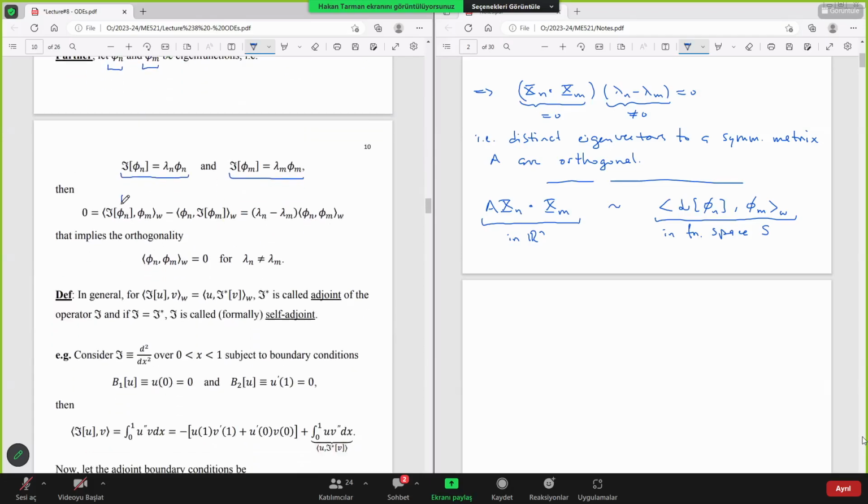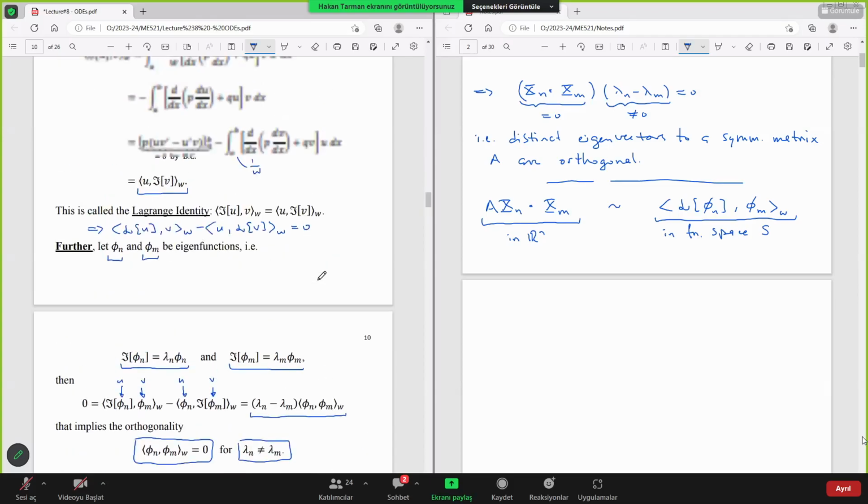I replace U here and V by phi n and phi m. And same here, this is U and this is V. Okay, and I end up with this, which is complete analogy, right? Complete analogy to the Rn case. So this tells us that if lambda n is different than lambda m, the inner product of these two different eigenvectors must be 0. Okay, so that's orthogonality.